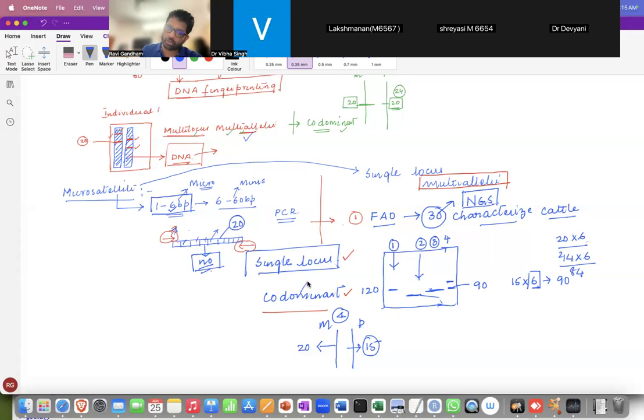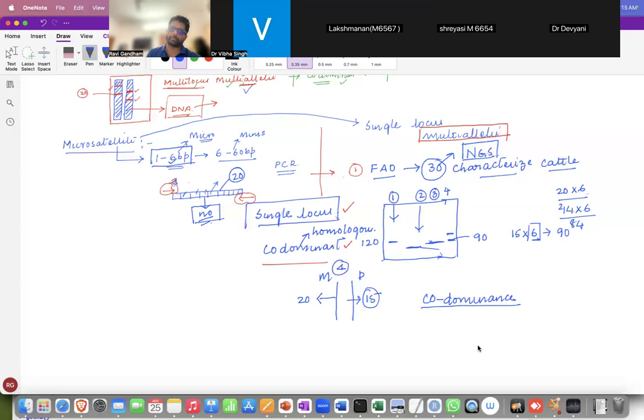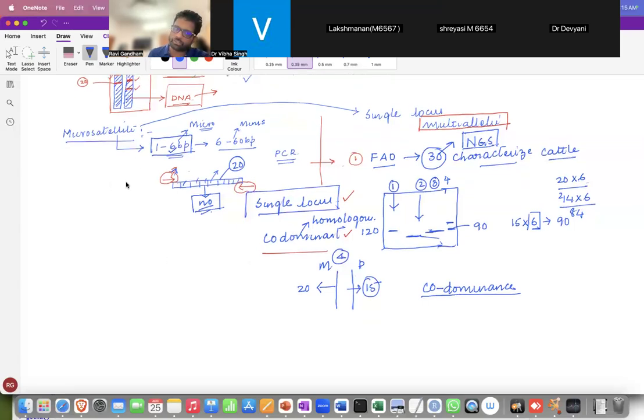Whenever you're referring to codominance, you are just talking about the presence of the alleles on both the homologous chromosomes. Homologous chromosomes. This is very important. Codominance, if you are referring to identification of alleles on both the homologous chromosomes, maternal and the paternal. Right. That is regarding the microsatellites.